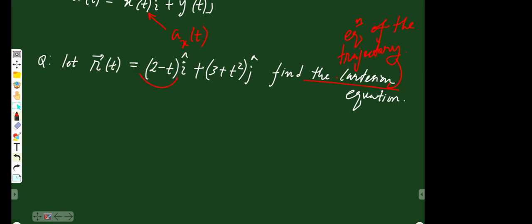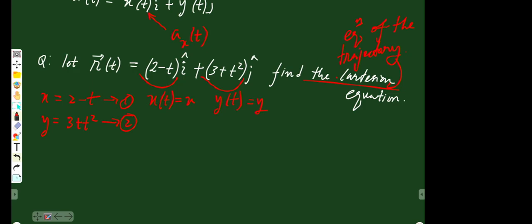This should be x of t, and this should be y of t. Usually you take this as x, this as y, knowing that x of t is x, y of t is y. Then you write down here x is 2 minus t, y is 3 plus t squared. So this is your first equation and this is your second equation.